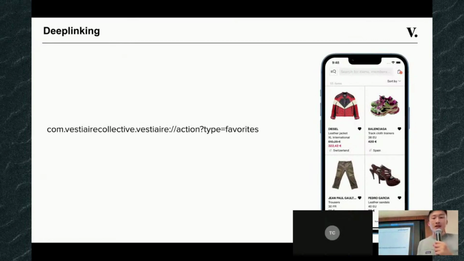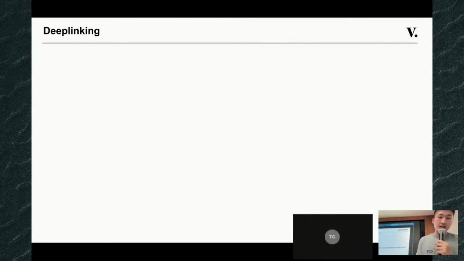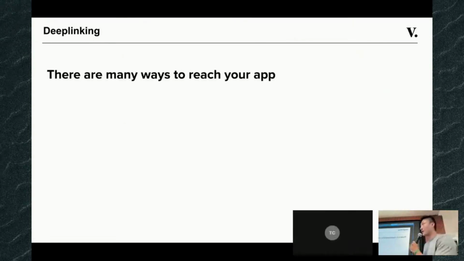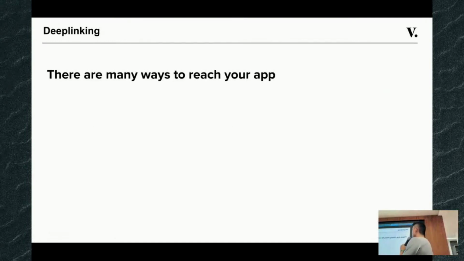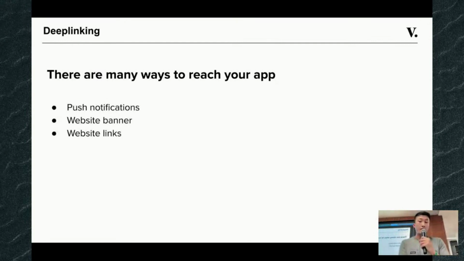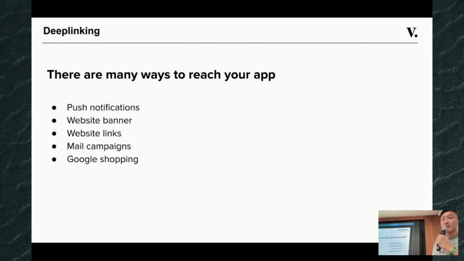But then why do we mind securing that? That's the whole question we're going to ask ourselves. To answer this, let's step back a little bit and think about all the ways you could use to reach your app. We want the user to reach the app, we want the user to engage with the app. There are so many channels: push notifications, website banner, website links, mail campaigns, Google Shopping, social media campaigns, etc. So I think you start smelling it coming.